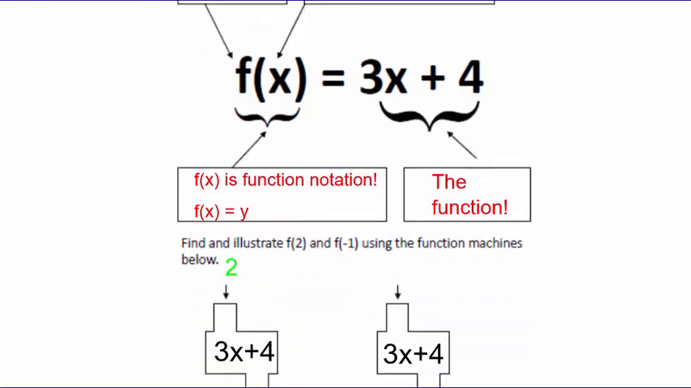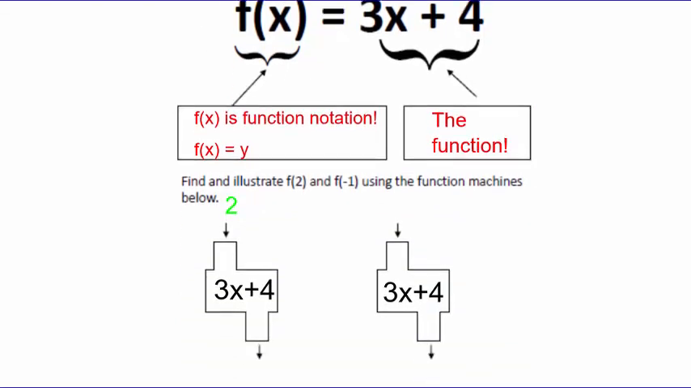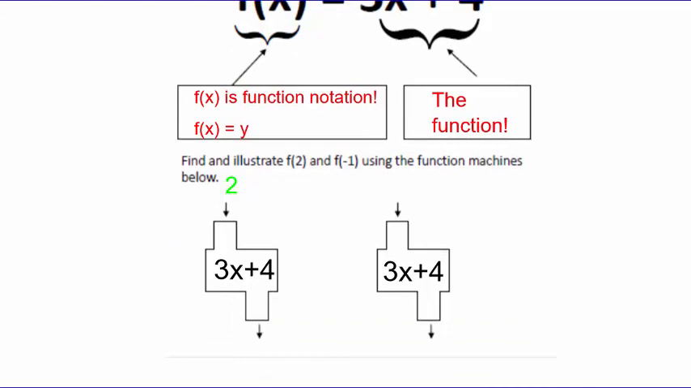Alright, what we're going to take a look at the bottom of the front page is we're going to find and illustrate f of 2 and f of negative 1 by using the function machines. So what you see here are these handy dandy little machines. In the machine, our function is 3x plus 4, so you want to go ahead and write that down in your machine. For the first one, remember the f says the name of the function's f. The 2 tells us what we're plugging in.